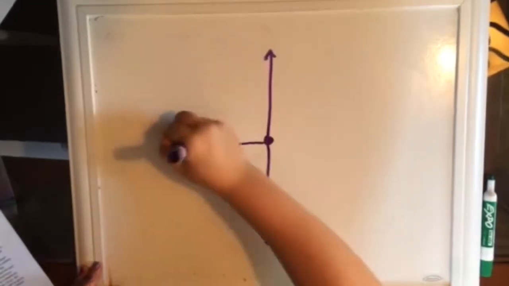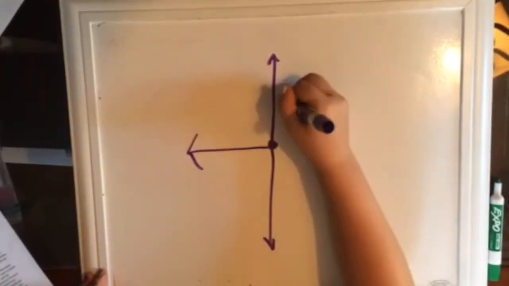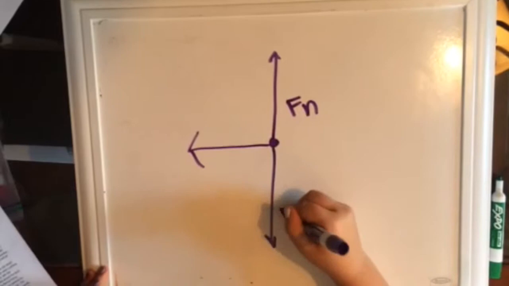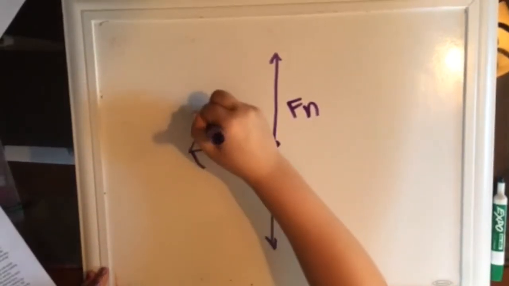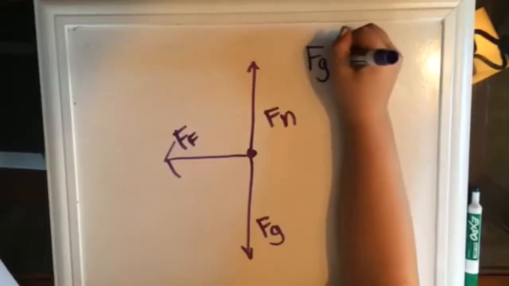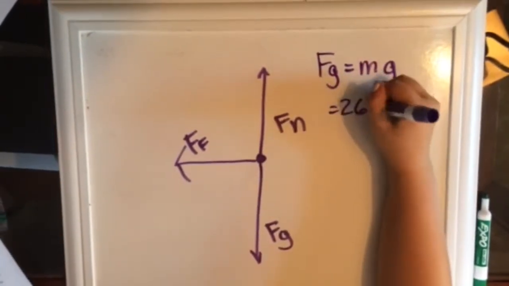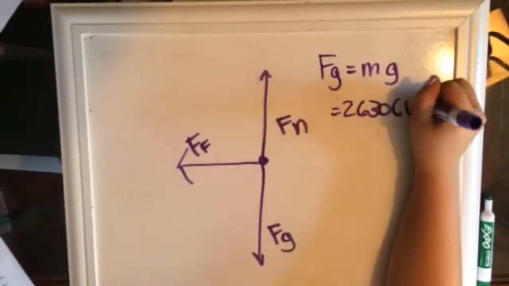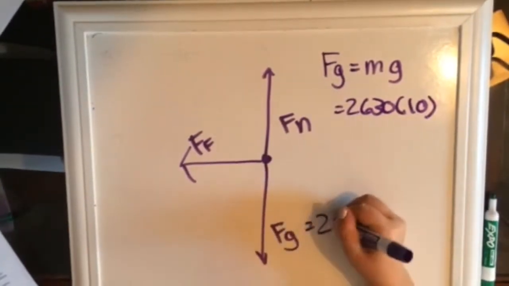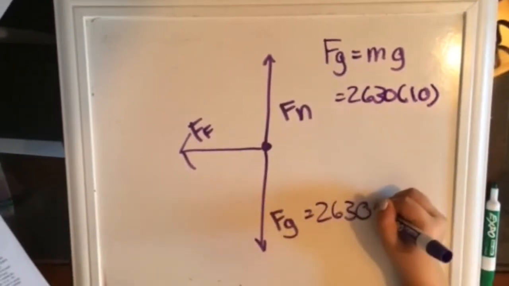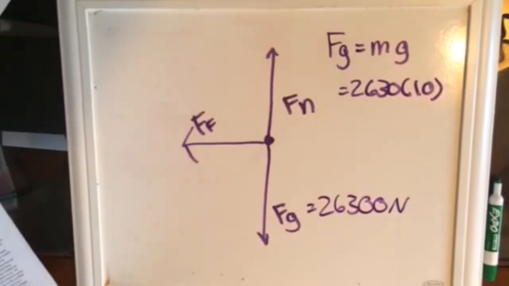We're going to have normal force, the force of gravity, and the force of friction pulling the car towards the center of the circle. Now that we know our forces, we can start filling in the blanks. Okay, so we know that force of gravity equals mass times gravity. And we know that the mass is 2,630 kilograms, and gravity is 10. So that gives us a force of gravity of 26,300 newtons.